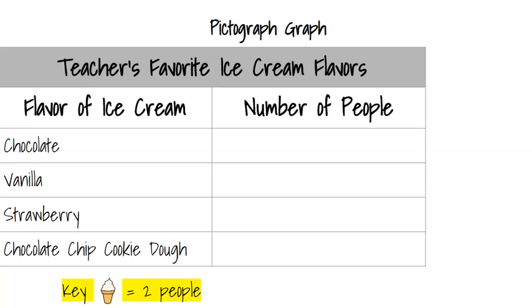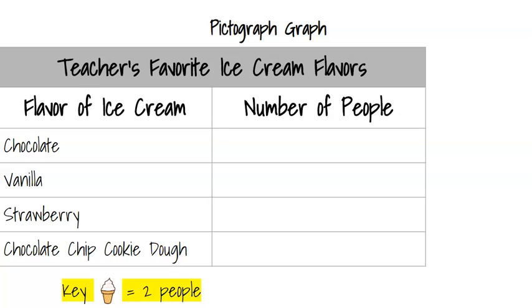A pictograph is a graph that shows the data using little pictures, and the picture is usually the same thing, and there's also a key to help you interpret the data correctly. So this pictograph, if you read the title, says teacher's favorite ice cream flavors. The different flavors are chocolate, vanilla, strawberry, and chocolate chip cookie dough. Then we have number of people. So how many people had chocolate, for example, as their favorite flavor.